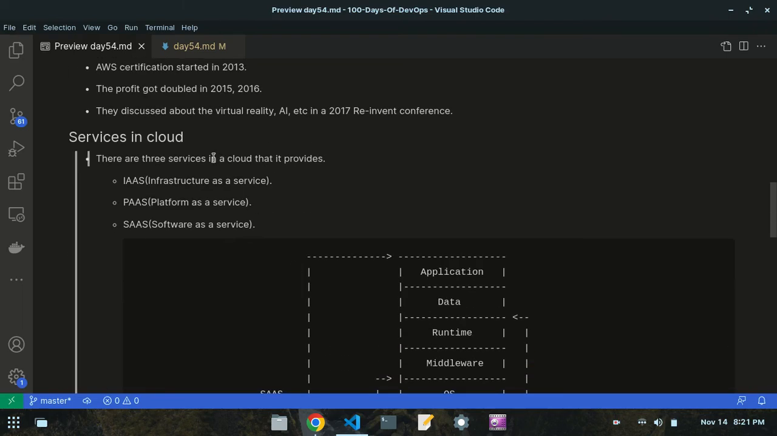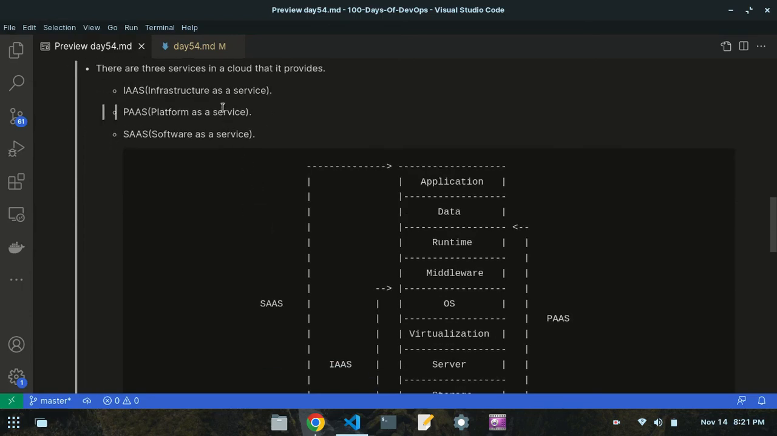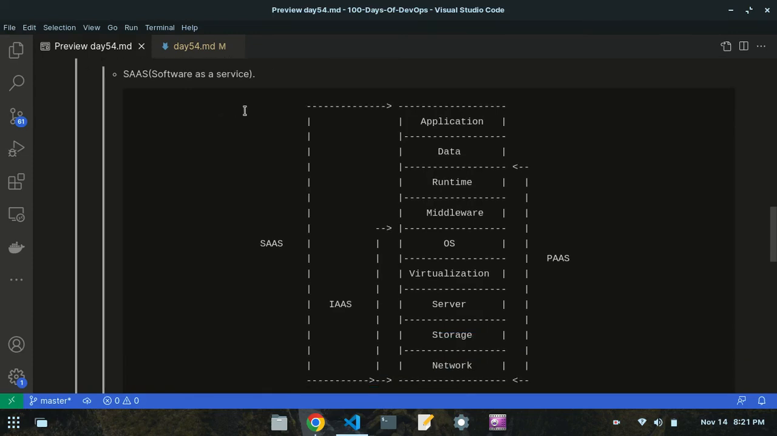Now let's take a look at the services present in cloud computing. Basically there are 3 major services that cloud computing provides. The first service is IaaS, which means infrastructure as a service. The second service is PaaS, platform as a service. The third service is SaaS, software as a service. These are the services that cloud computing provides. Now let's take a look at this diagram so that you can understand it better.